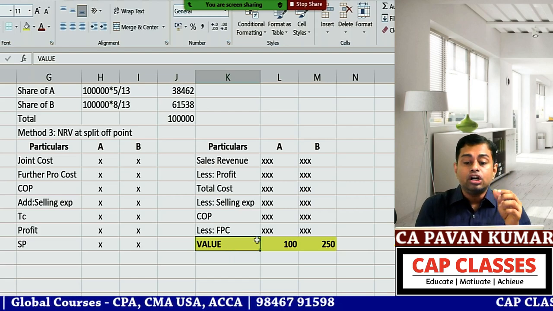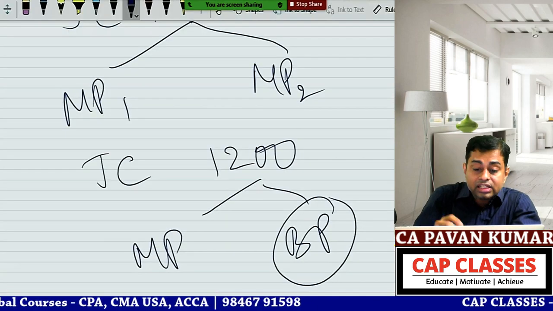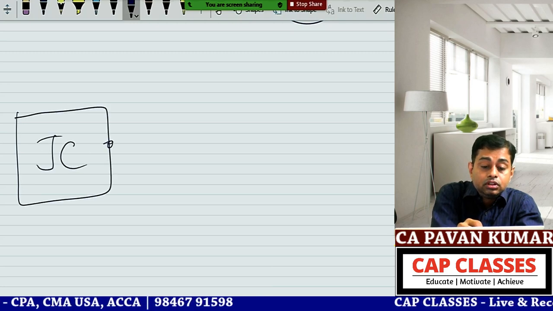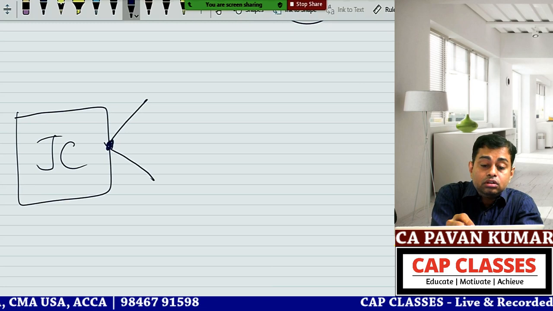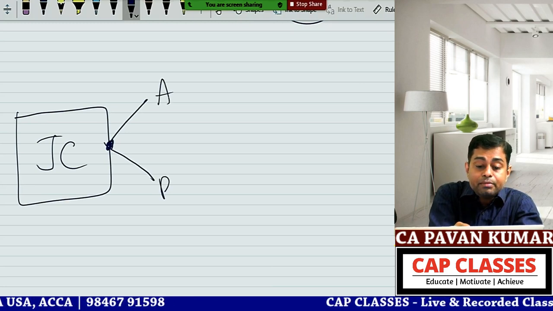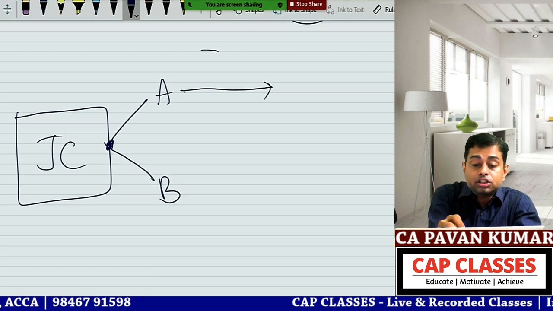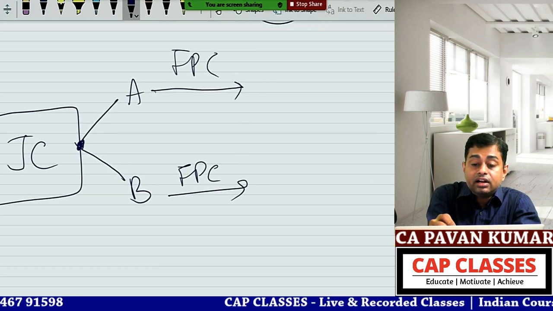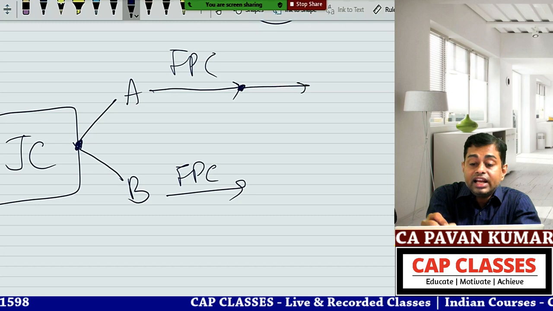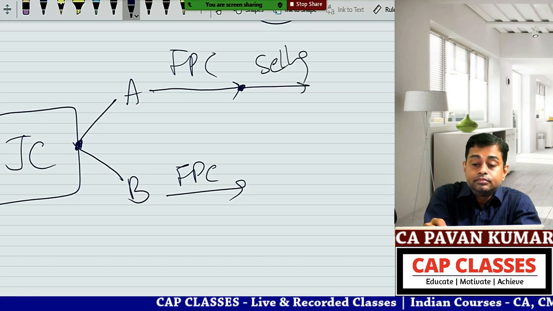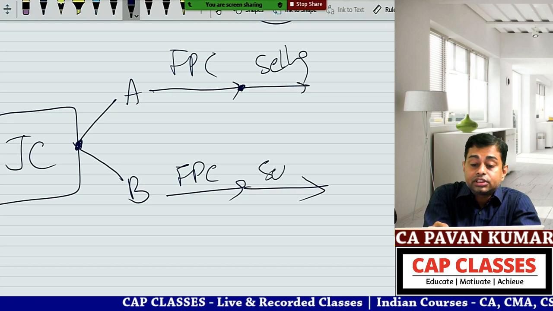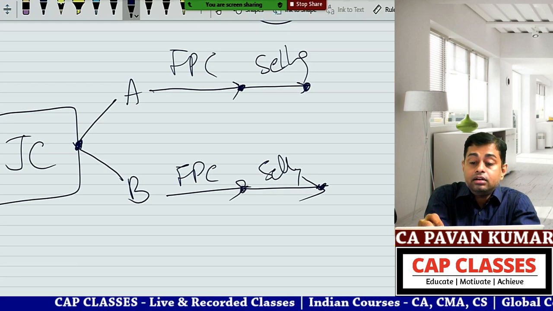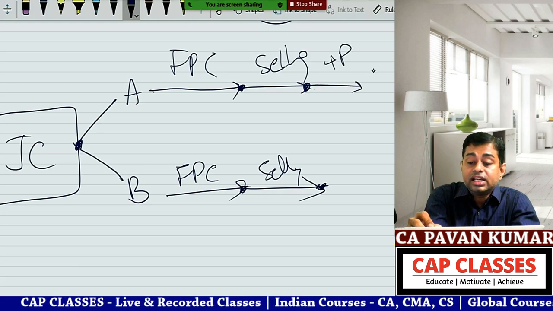At split off point, because see, try to understand the process here. Joint cost, so this is split off point. Product A came, product B came. This is further processing cost. This is further processing cost. After that, from this point, this is selling expenses. Then add profit, sales.